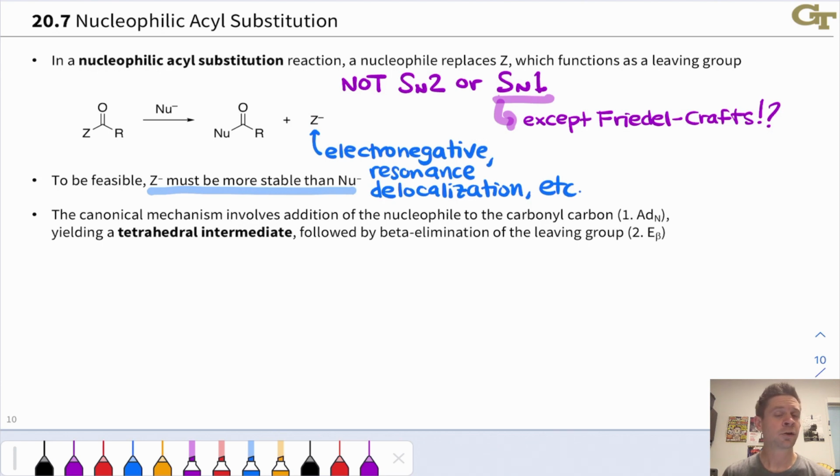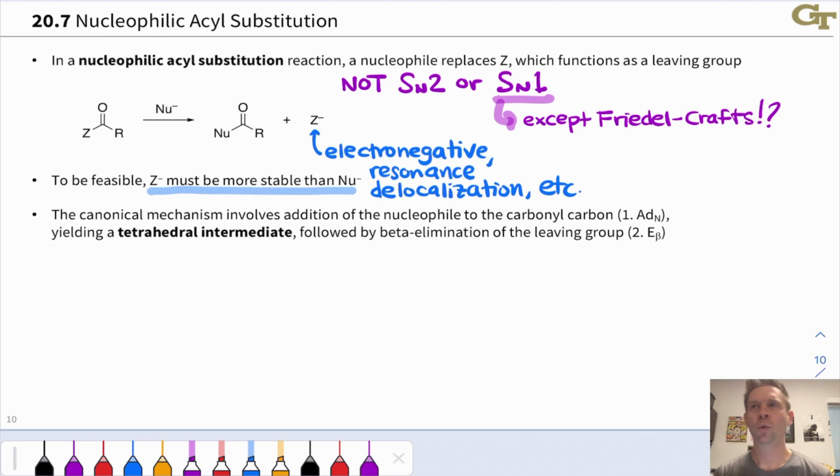The leaving group is not always anionic. We can accomplish this reaction under acidic conditions with a neutral leaving group and neutral nucleophile, but the same basic principle has to apply, that either Z- has to be quite a bit more stable than Nu-, or in some cases we can take advantage of reversibility and equilibrium and Le Chatelier's principle, using a large excess of the nucleophile to drive this reaction toward products when the reactants and products are similar in stability, when Nu- and Z- are similar in stability.